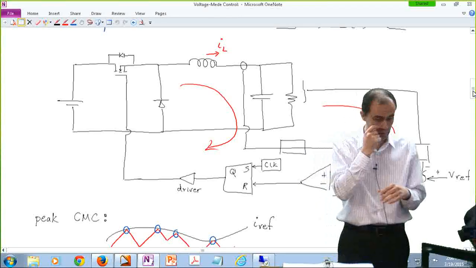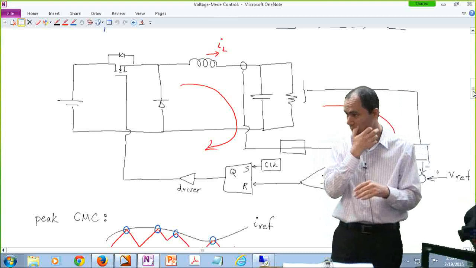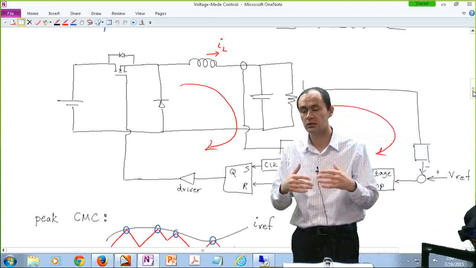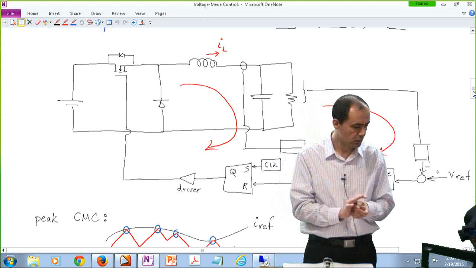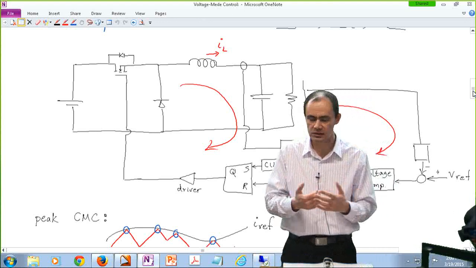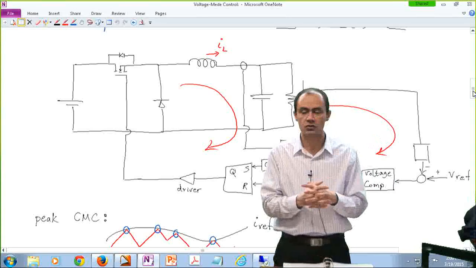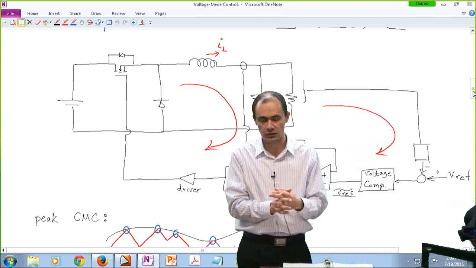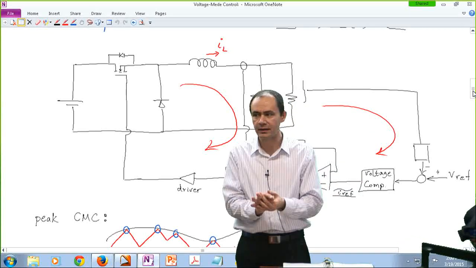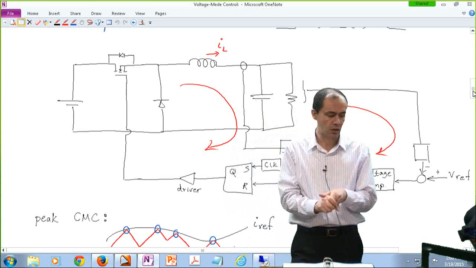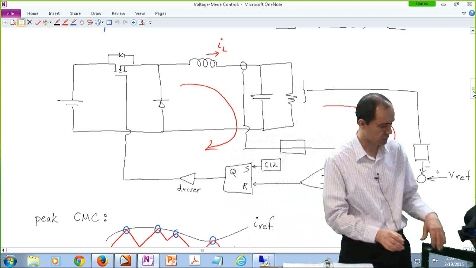Now, where is that pattern coming from? It could be an external signal. For instance, you're trying to emulate a source of current. Or, and that's usually the case, in case you're trying to regulate the output voltage, that pattern comes from the output of your voltage compensation network.